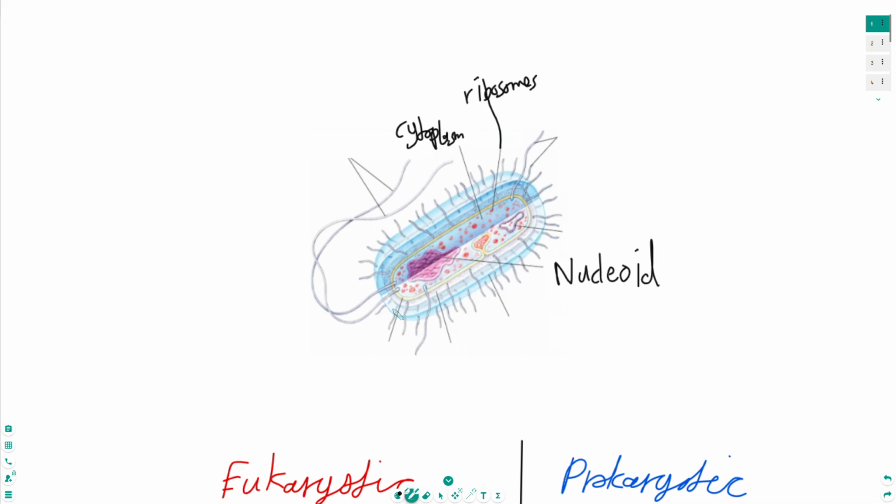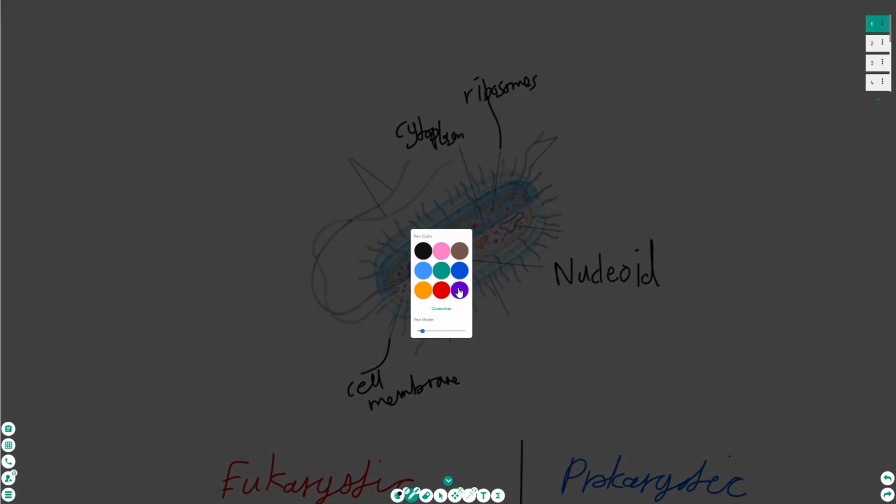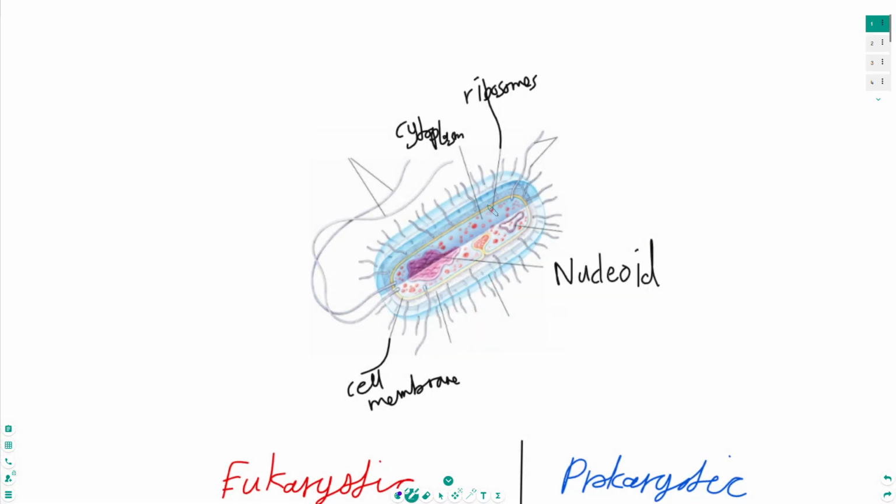And we do still have the cell membrane, which is over here. But we also have some extra features of prokaryotic cells that eukaryotic cells don't have. So for example, we have plasmids. And plasmids are basically like extra DNA. And I'll say a little bit more about them.